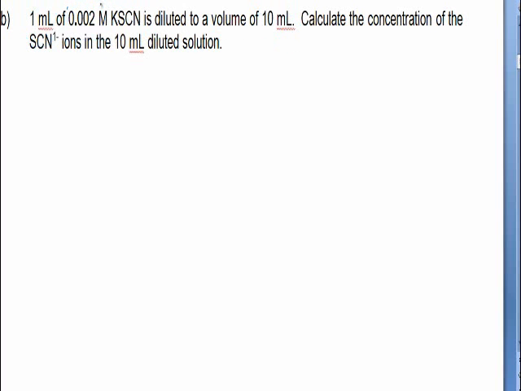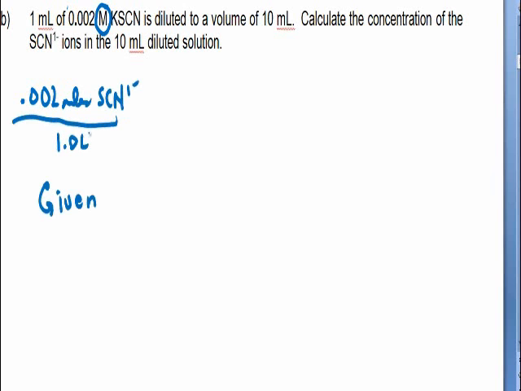What we're given again is that the capital M here gives us a known ratio. That tells us that we have 0.002 moles of SCN- ions per 1 liter of solution. This is considered given information in the problem. However, the sample size we're using is not 1 liter, it's 1 milliliter, which is the same as 0.001 liters.